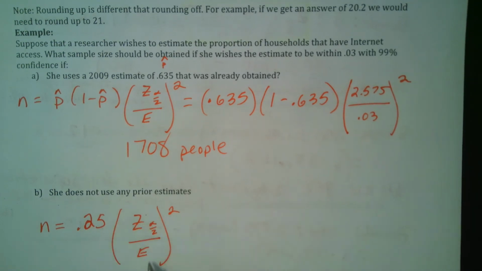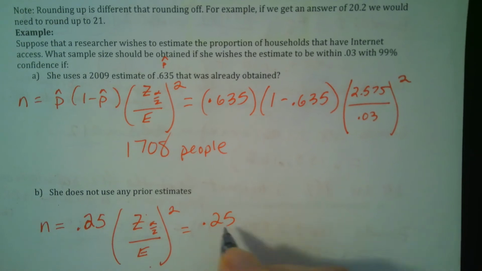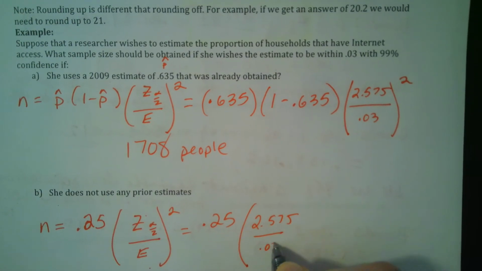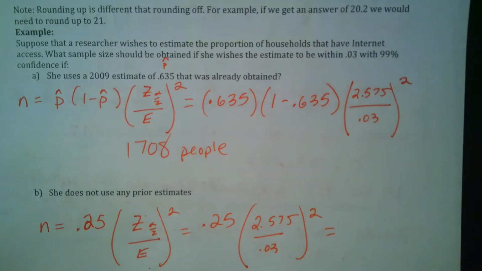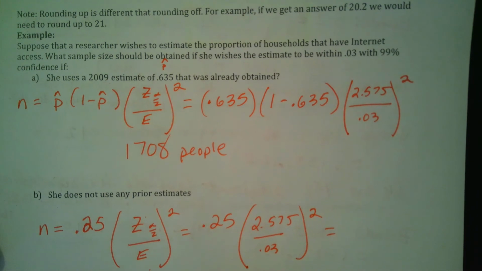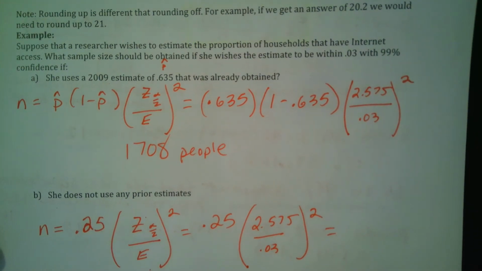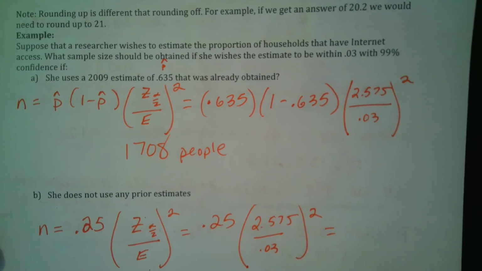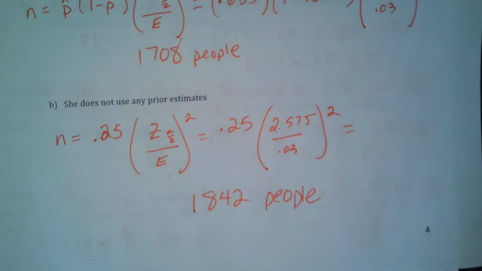But all of this other information is the same as what we had up here. So 0.25 times 2.575 over 0.03, squared. When I put that into my calculator, of course, we're going to need a larger n because we have no prior estimate. We're going to need about another 140 people additional. So 1,842 people would be needed for that particular example.